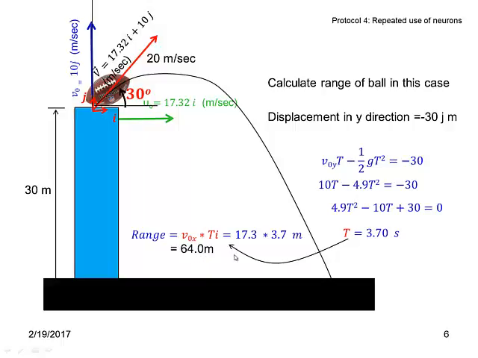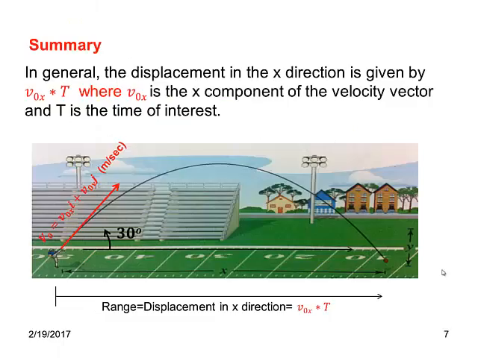In summary, the distance traveled by the ball in the x direction is given by v0x times the time of flight t. v0x is the scalar component of the velocity vector in the x direction, and t is the time of flight of the projectile.